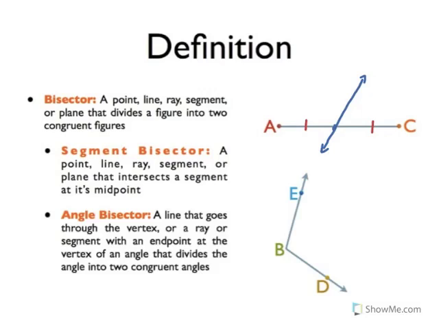And really simply, an angle bisector is a line or a ray or a segment with an endpoint on the vertex of the angle that separates the angle into two congruent angles.